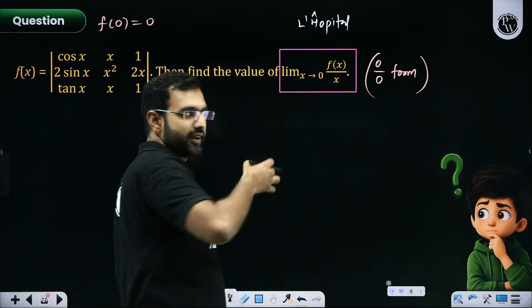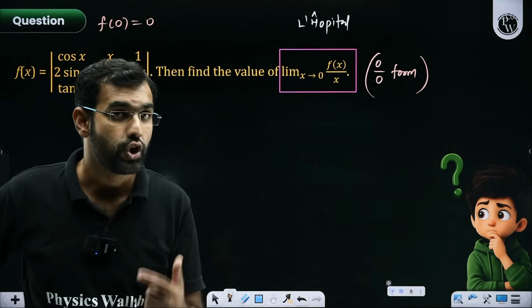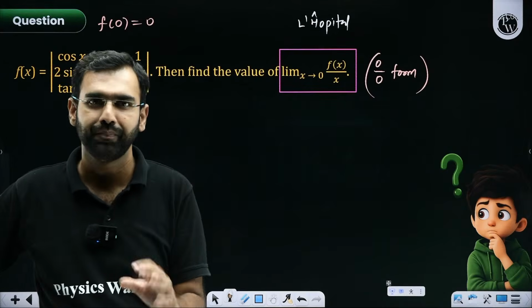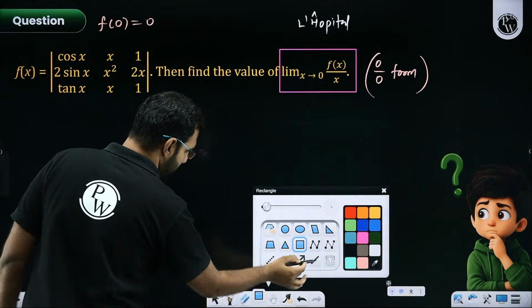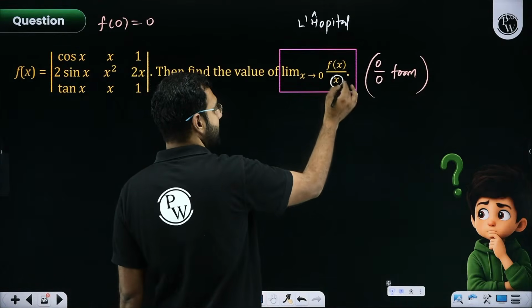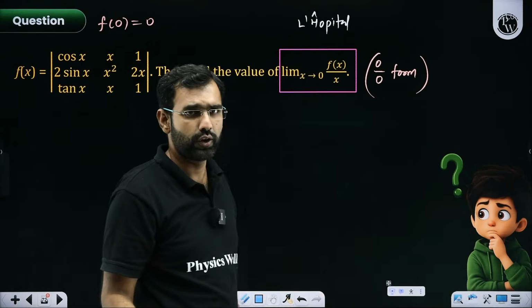L'Hopital's rule says that whenever you get 0 by 0 or infinity by infinity form, you differentiate numerator and denominator separately, and that's how you get the answer. Shall I apply L'Hopital? If I differentiate numerator and denominator separately, when you differentiate the denominator, that is derivative of x, it will be 1. So I don't have to write 1 in the denominator. It is absolutely useless.